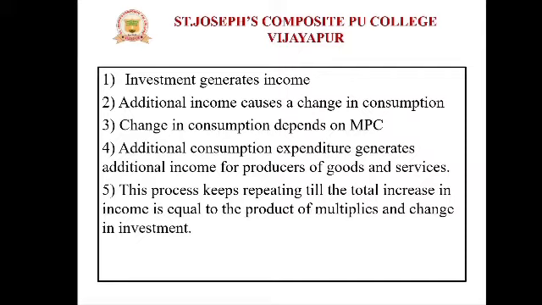Fifth, this process keeps repeating till the total increase in income is equal to the product of the multiplier and the change in investment. This process of additional income generation and additional consumption expenditure keeps on repeating until the total increase in income equals the multiplier times the change in investment. So these are the principles of the multiplier mechanism.